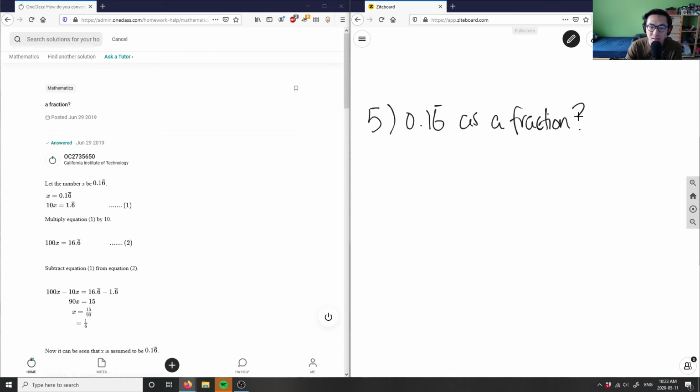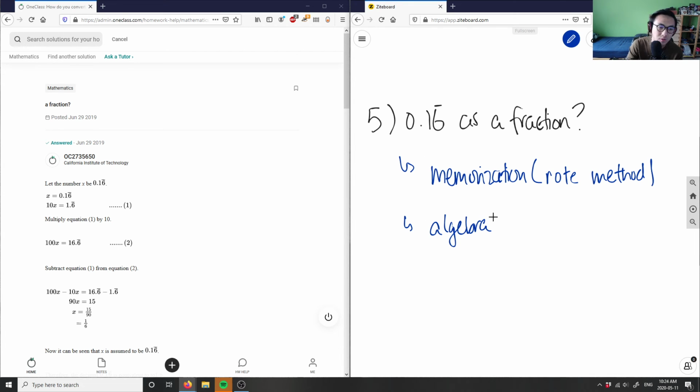So there's actually two ways to think about this problem. There's one way that's the memorization way, the rote way, and I'm going to call this the rote method. And there was another one where you can use algebra. That's the solution that they did here first. So let me walk you through the solution, and I'll show you what my memorization method is.